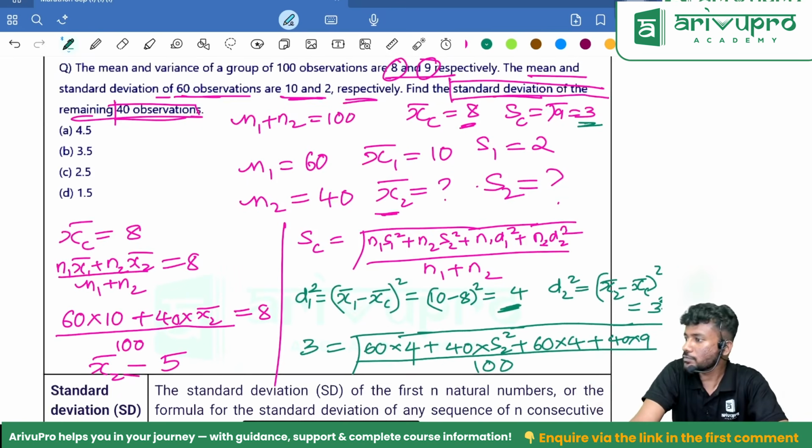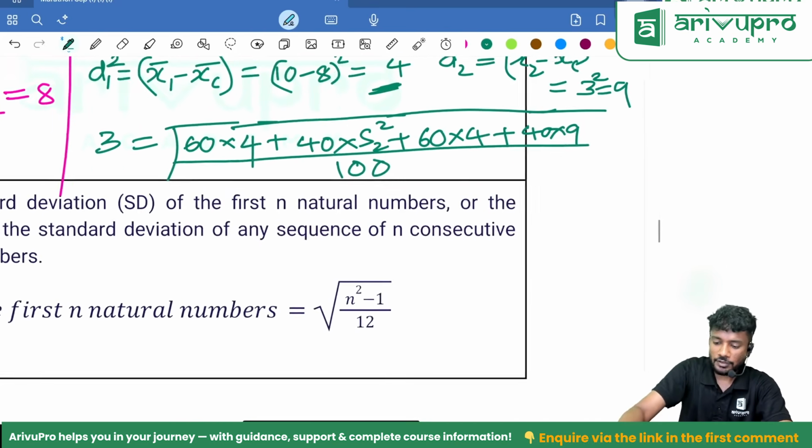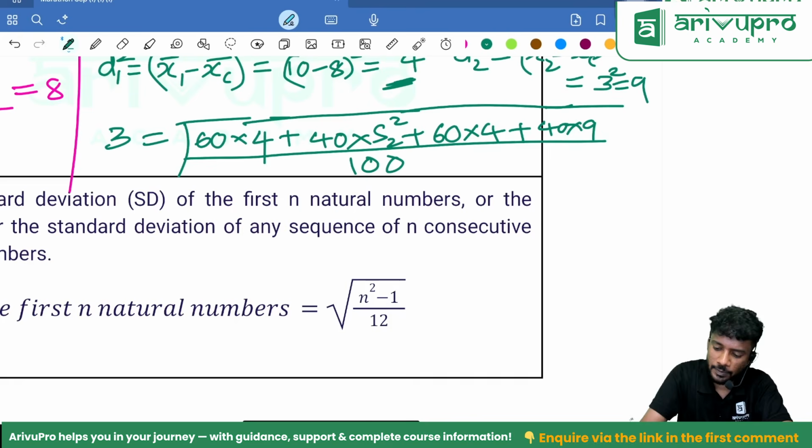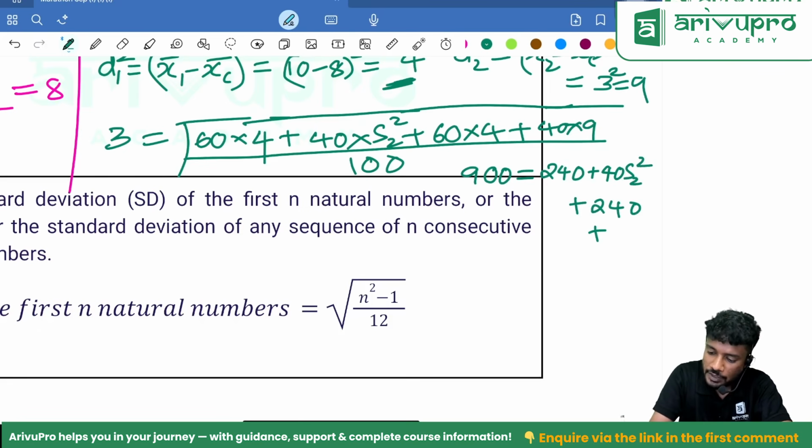Do it fast. 2.5 or root of 2.5 or 2.5? 1.5. Yes, 2 people got 1.5. That means 1.5 can be the answer. Is it? 3 people got it? Yes. Cross multiply. Square and cross multiply. That means 3 square will become what now? 9. So 900 is equal to 240 plus 40 S2 square plus 240 plus 360. Now tell me what is S2 square.